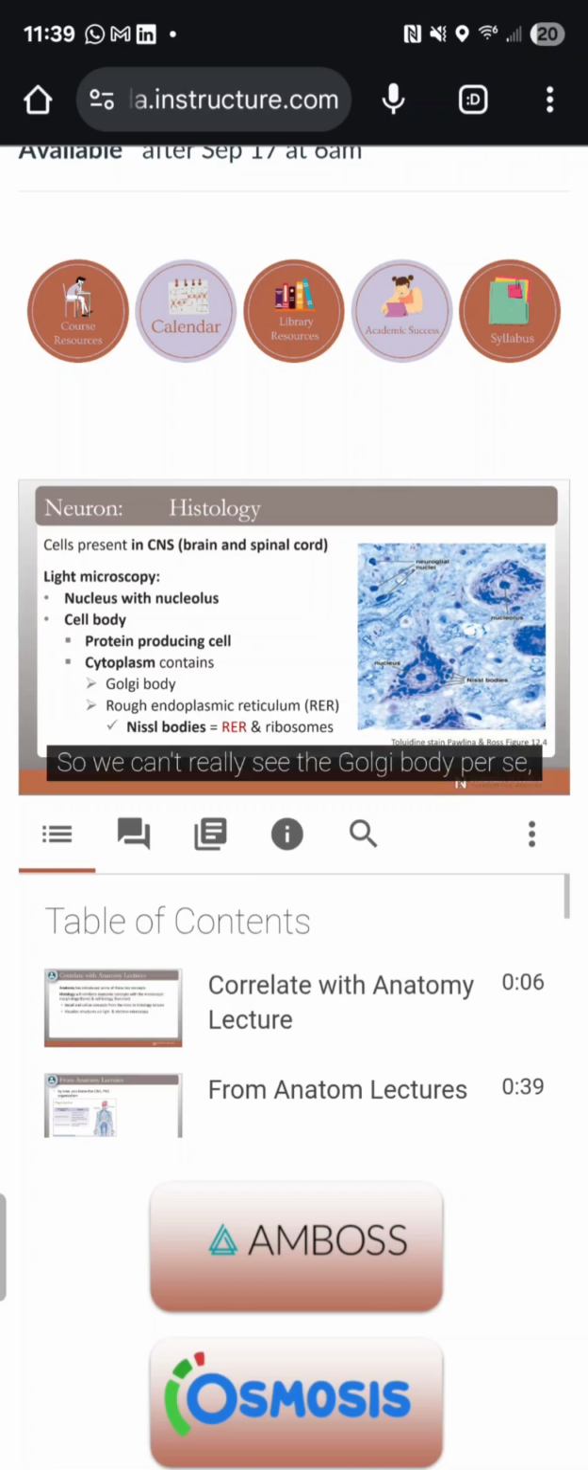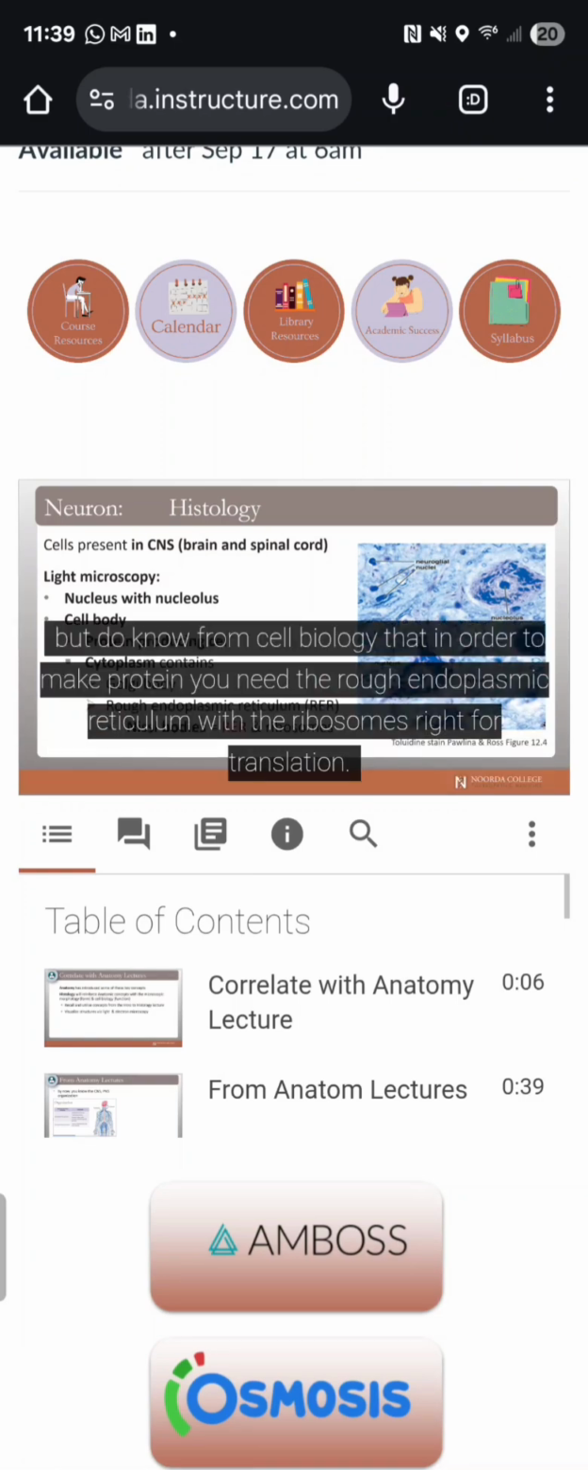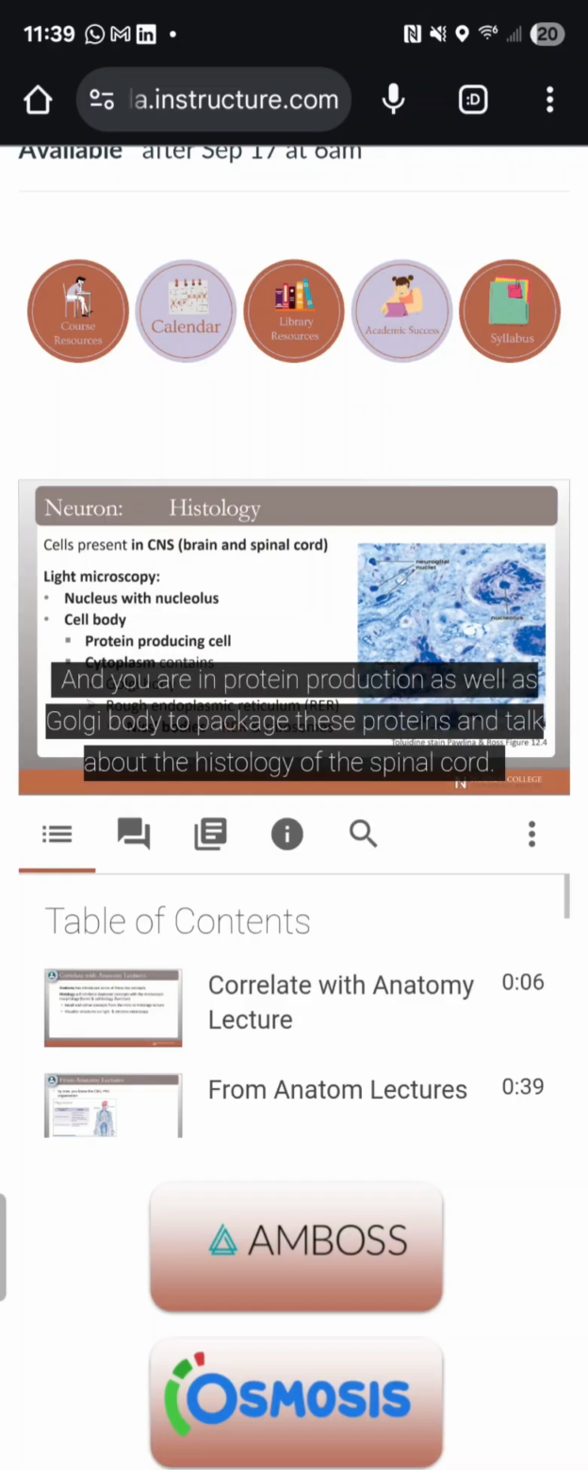So we can't really see the Golgi body per se, but do know from cell biology that in order to make protein, you need the rough endoplasmic reticulum with the ribosomes, right, for translation and protein production, as well as the Golgi body to package these proteins. And talk about the histology of the spinal cord.